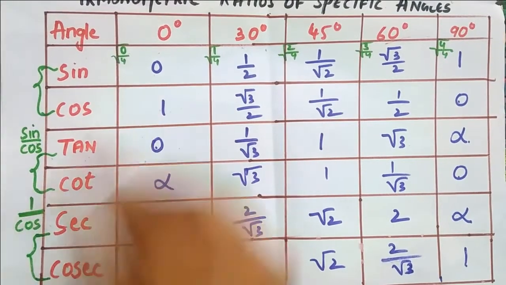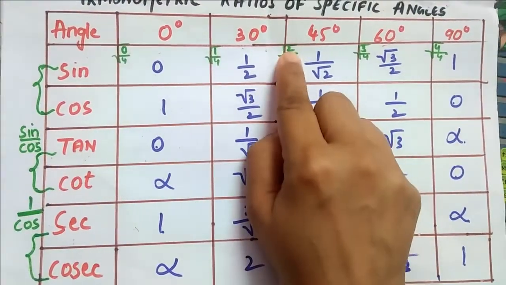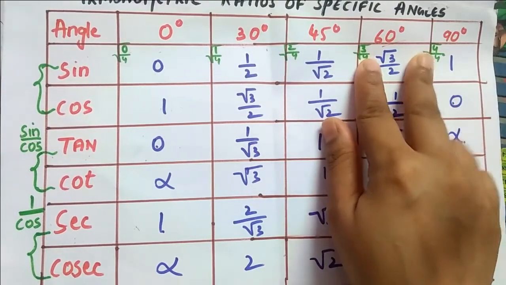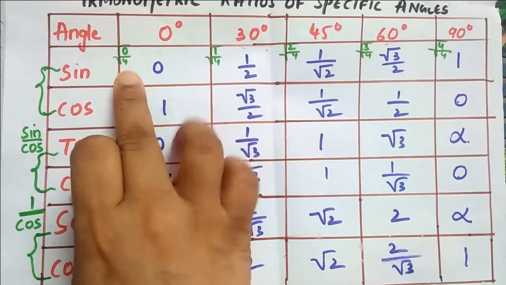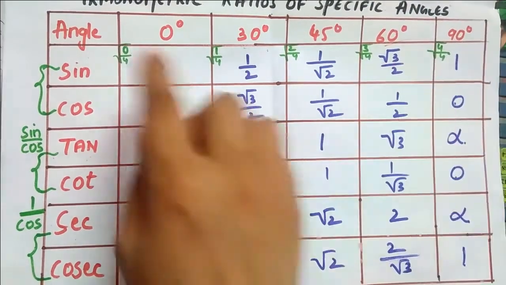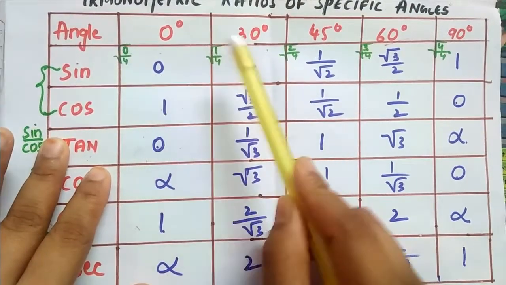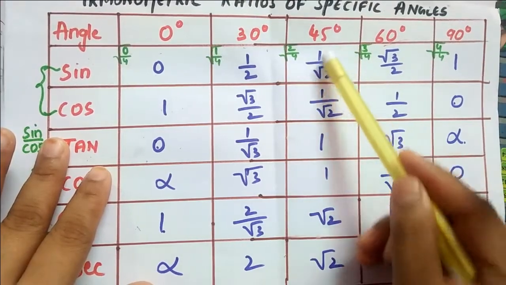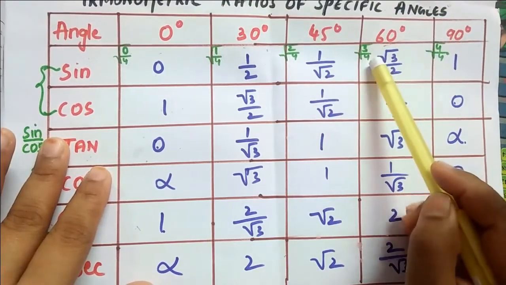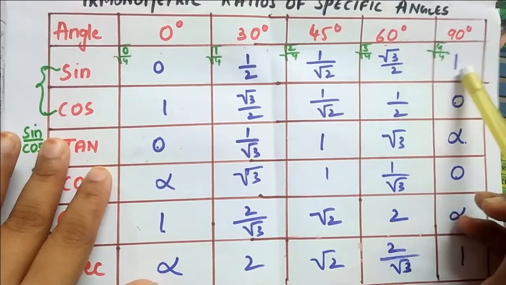We write 0, 1, 2, 3 and 4. Next, we divide the whole thing by 4 everywhere. Then we take the square root of it. So square root of 0 by 4 is 0, square root of 1 by 4 is 1 by 2, square root of 2 by 4 is nothing but 1 by root 2, square root of 3 by 4 is nothing but root 3 by 2, and square root of 4 by 4 is 1.